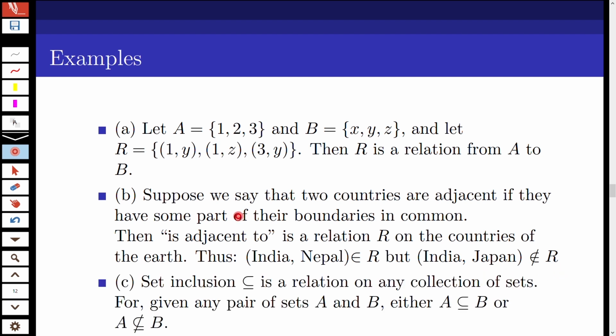Now you have another example. Set inclusion is a relation on the collection of sets. You know that for a given pair of sets A and B, either A is contained in B or A is not contained in B. So you can see that set inclusion is a relation on the collection of sets.